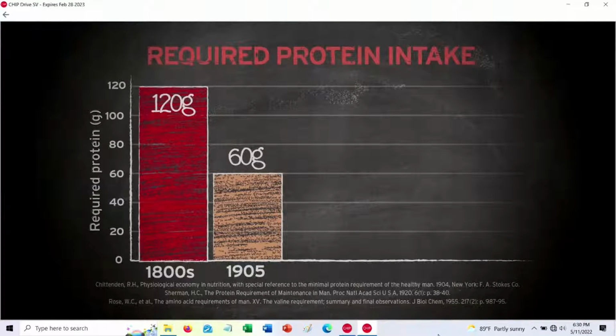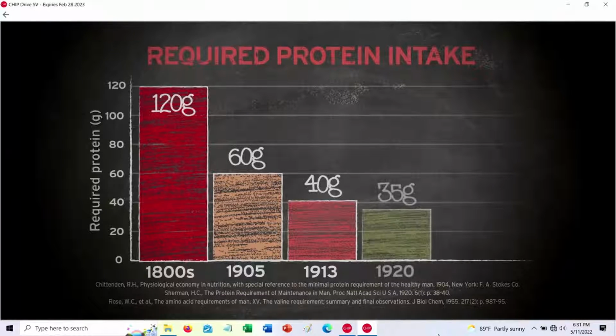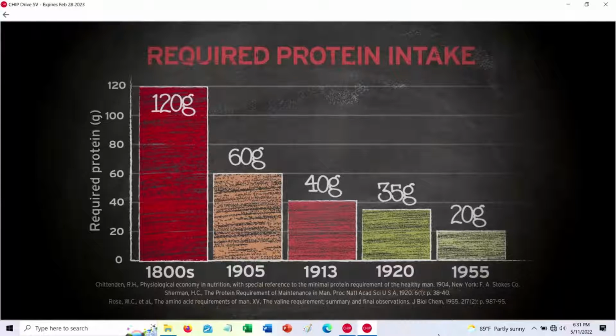By 1913, a Danish physiologist, Dr. Hindhede, had proposed the requirement of 40 grams per day. By 1920, the belief was we need only 35 grams. By 1955, it was proposed only 20 grams was needed.